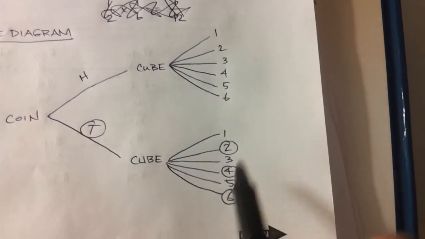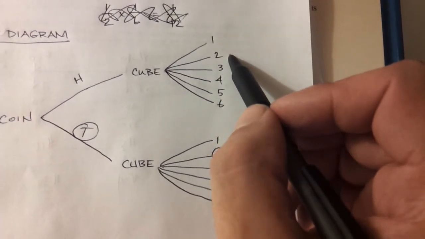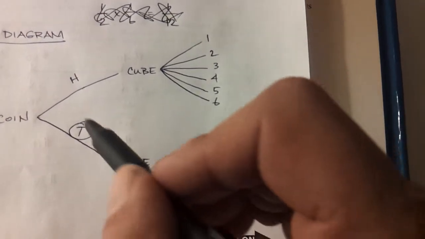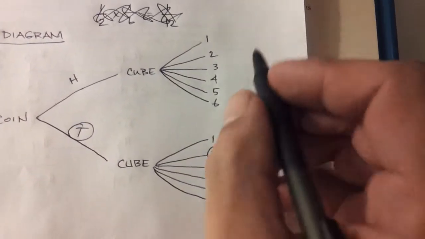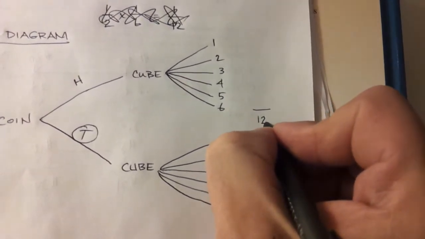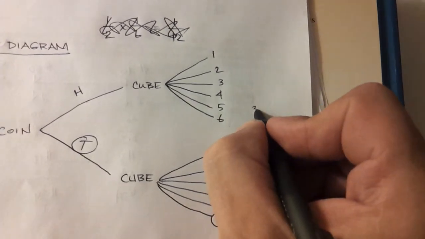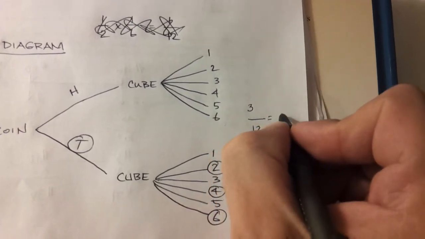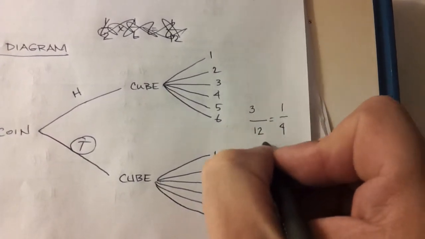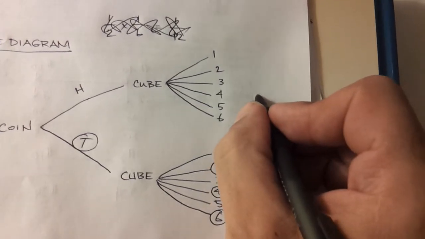Now, let's look at the total number of outcomes that can happen. There are 6 if it lands on heads, and 6 if it lands on tails, for a total of 12 pathways. Total of 12 possible outcomes. Now, 3 of those, 1, 2, 3, are what we want to happen, 3 over 12. And 3 over 12 is equal to 1 over 4 with a scale factor of 1/3.